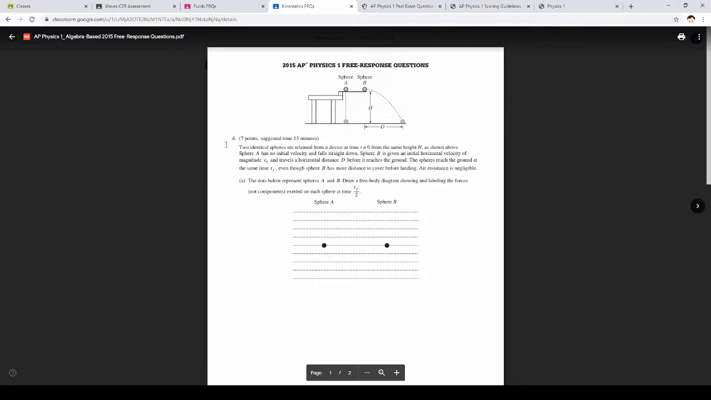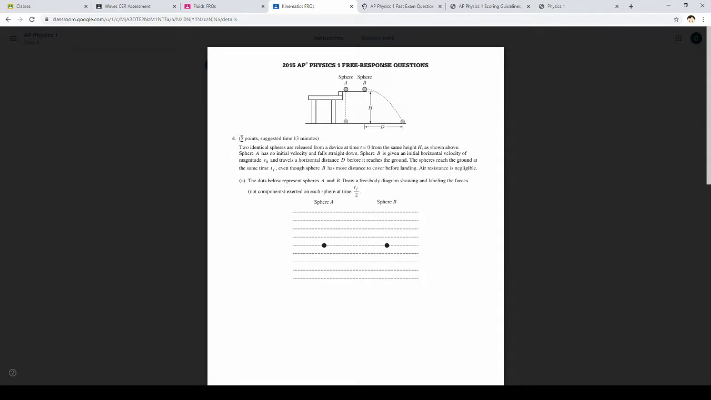Two identical spheres are released from a device at time t equals 0 from the same height h as shown above. Sphere A has no initial velocity and falls straight down. Sphere B is given an initial horizontal velocity of magnitude v0 and travels a horizontal distance d before it reaches the ground. The sphere reaches the ground at the same time, tf, even though sphere B has more distance to cover before landing. Air resistance is negligible.